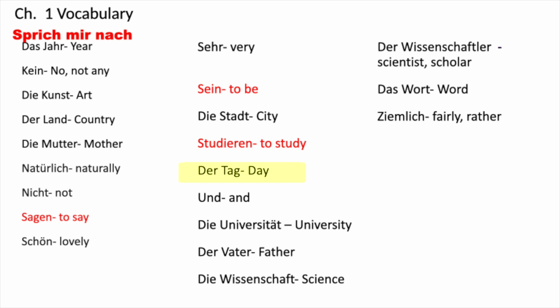Der Tag, the day. Und, very similar to and. Die Universität, the university. Der Vater, the father. Die Wissenschaft, science. Remember, Wissen is the word for knowledge, which is not that of acquaintance. Not the sense of knowing the shopkeeper down the road, rather knowing facts scientifically. That's why we see it appearing within this word. Science is that kind of knowledge.